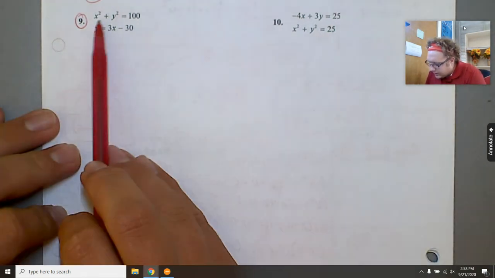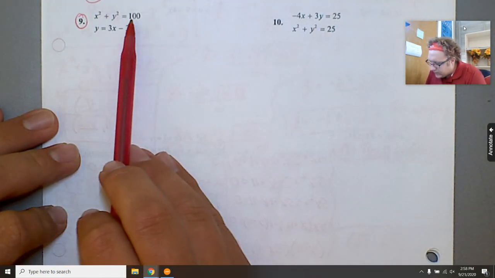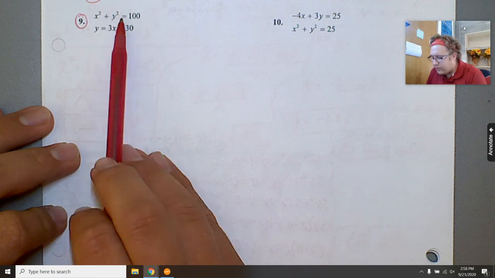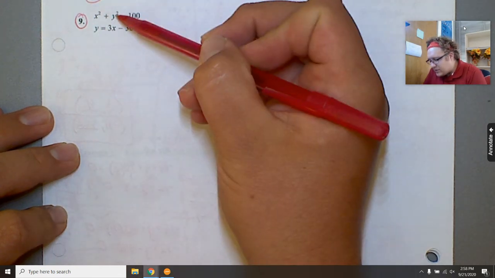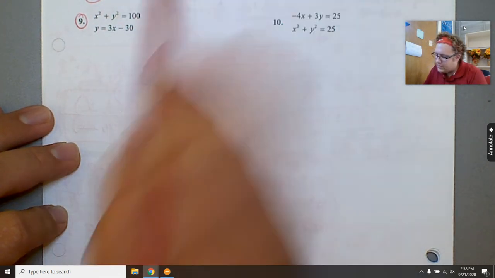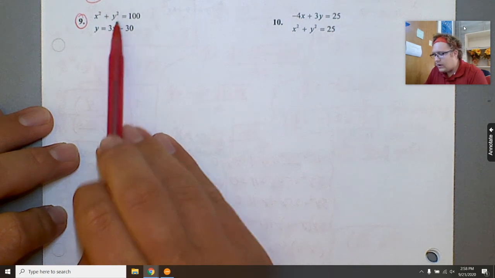As I look here, I see x squared plus y squared equals 100. I don't want to try and solve for x or y, especially right here. I see y equals, and there's a tendency of some students to solve this for y.